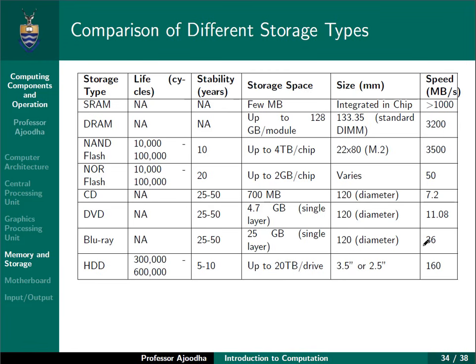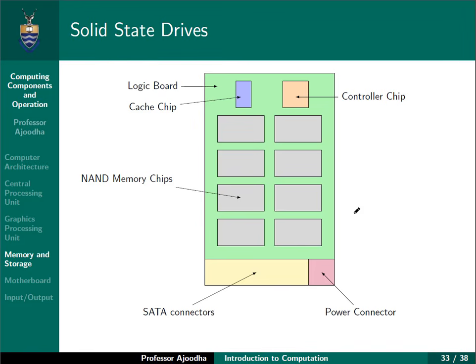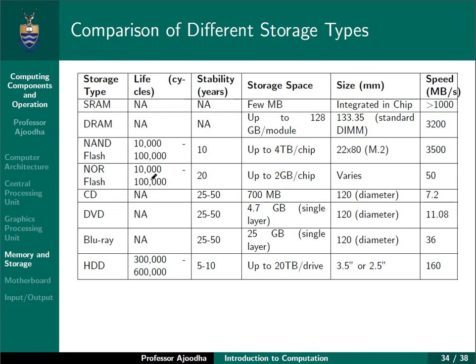Okay, so on the first column, I've got the storage type. I've got SRAM, DRAM, flash memory, and there are also the different types of flash memory. There's NAND, which is typically what these chips use, and then there's also NOR, which is a different type. Then you've got CDs, DVDs, Blu-rays, HDDs.